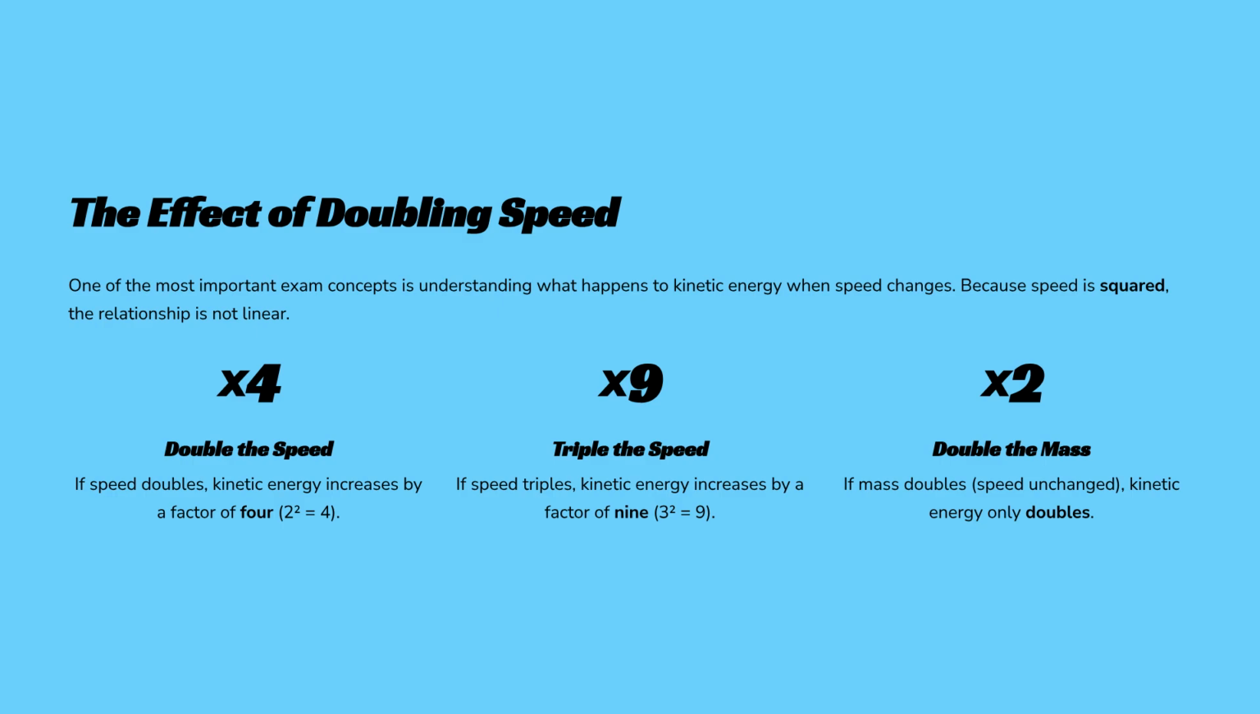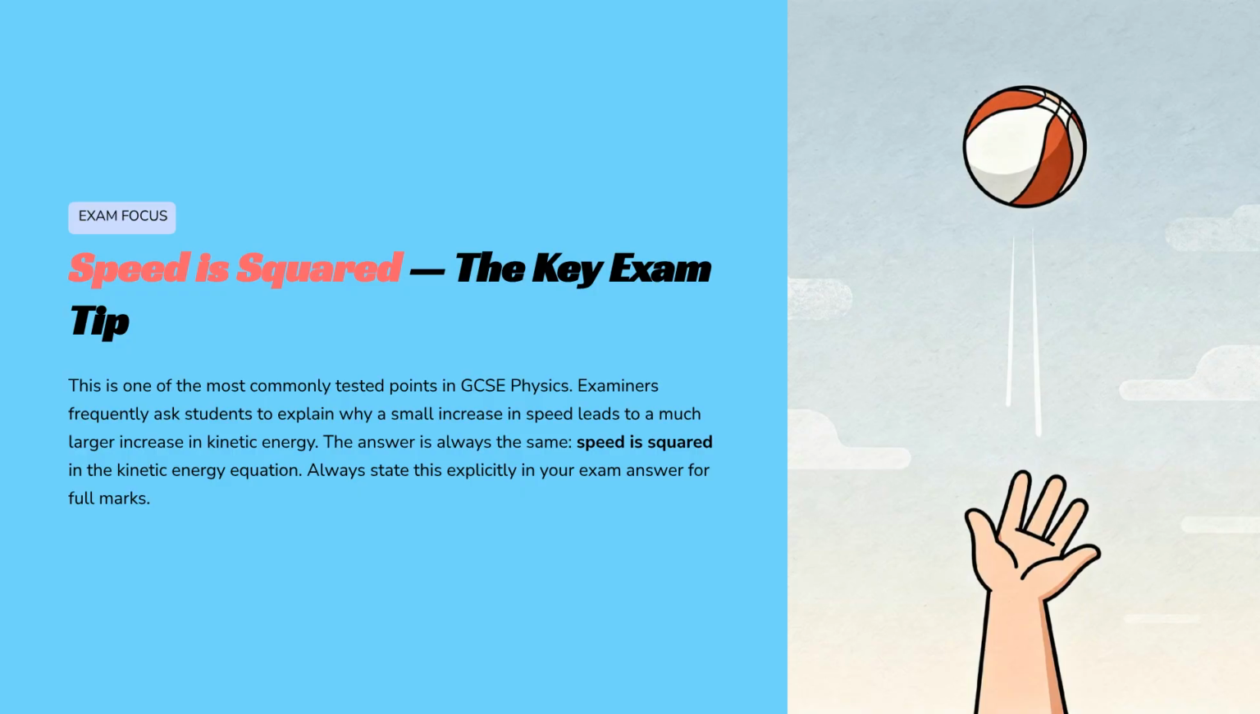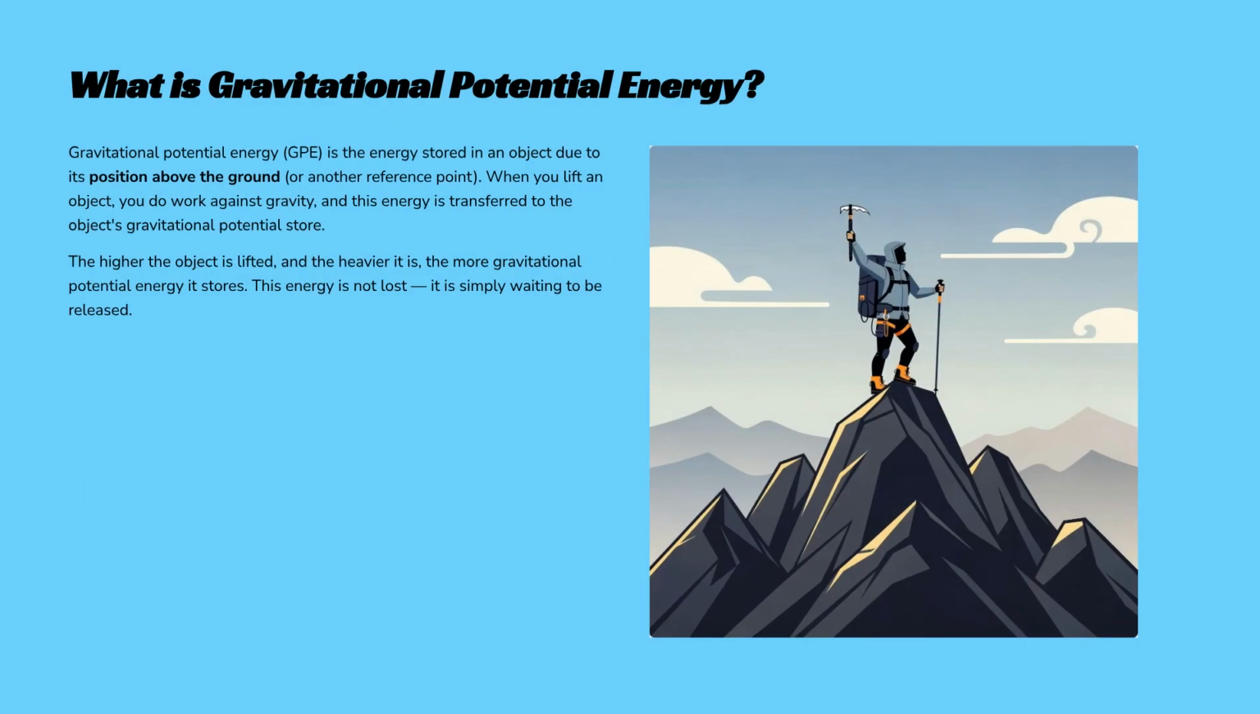Remember that since speed is squared, doubling your speed quadruples your kinetic energy. Tripling the speed increases energy by a factor of 9. In exams, always explicitly state that speed is squared when explaining changes in kinetic energy to ensure you receive full marks. Gravitational potential energy, or GPE, is the energy an object stores due to its vertical position above the ground.